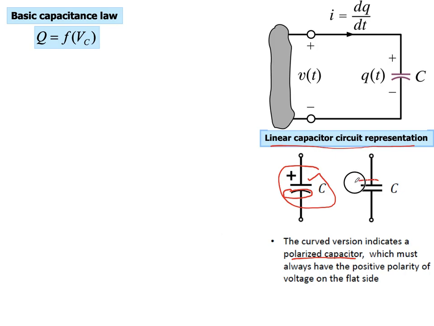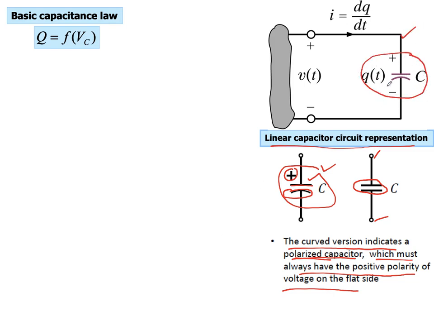For unpolarized capacitors, it really doesn't matter which side you connect with positive. So for the unpolarized case, you use two parallel lines as a representation. You can connect either of these terminals with positive or negative. But for polarized capacitors, you must ensure that the flat side or the longer leg of the capacitor is connected with the positive terminal. This is an important point. The curved version indicates a polarized capacitor which must always have the positive polarity of voltage on the flat side. And this is how we connect that capacitor.